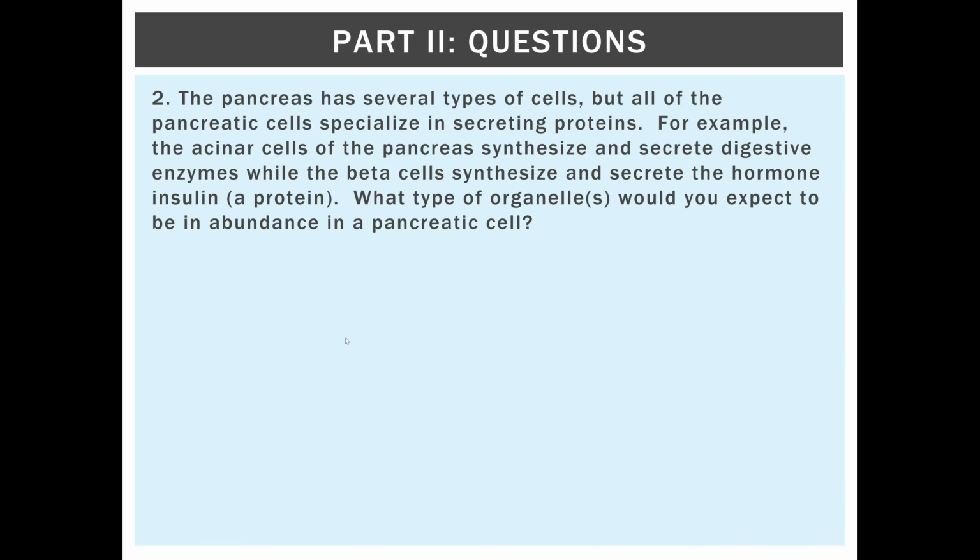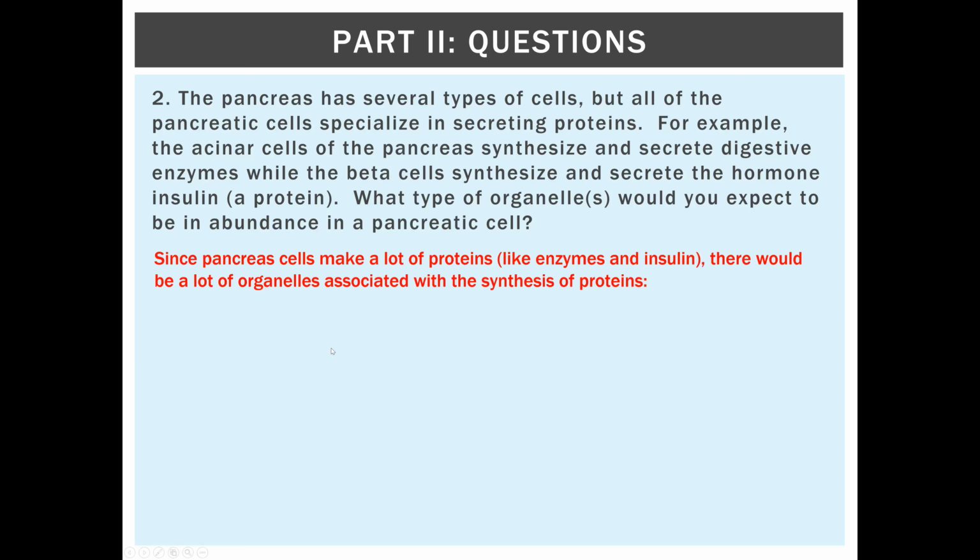Question 2 says the pancreas has several types of cells, but all of the pancreatic cells specialize in secreting proteins. For example, the acinar cells of the pancreas synthesize and secrete digestive enzymes, while the beta cells synthesize and secrete the hormone insulin, which is also a protein. What type of organelle or organelles would you expect to be in abundance in a pancreatic cell?